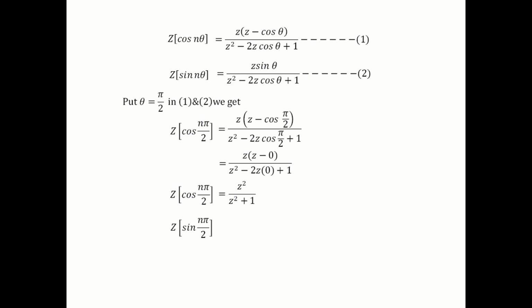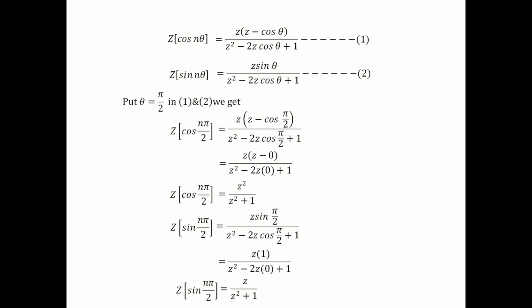Now Z of sin nπ/2 is equal to z sin π/2. We are putting π/2 in the second equation. So you will get z sin π/2 by z² minus 2z cos π/2 plus 1. Sin π/2 is 1 and cos π/2 is 0. Replacing, z into 1 in the numerator, and in the denominator z² minus 2z into 0 plus 1. So you will get z by z² plus 1. So Z transformation of sin nπ/2 is equal to z by z² plus 1. Right.